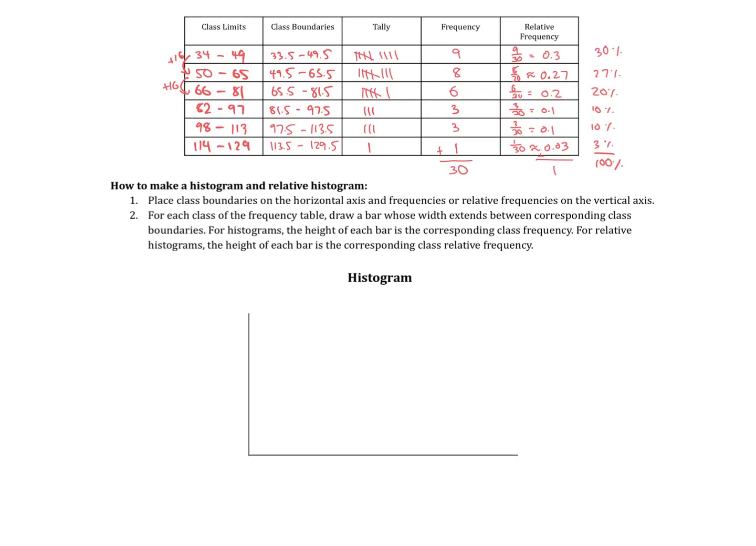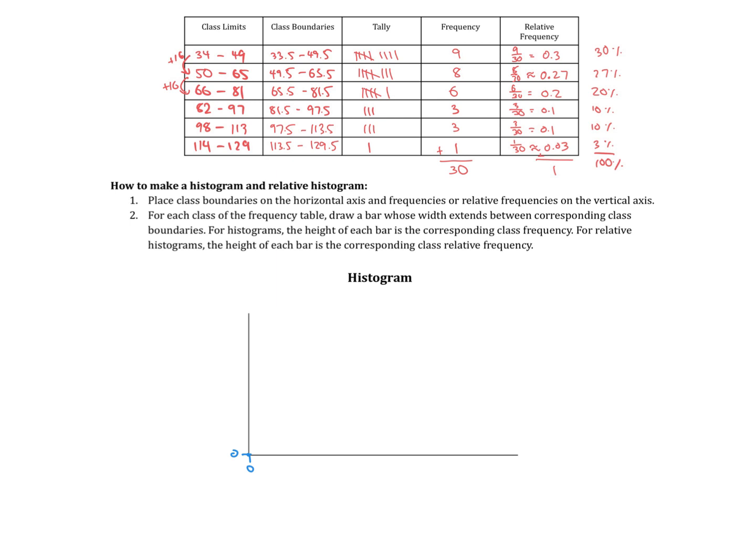Now we're going to use our frequency table to make a histogram. We're going to place our class boundaries on the horizontal axis and frequencies on the vertical axis, the y-axis. The origin is the point 0, 0, which is that corner right there. So that's 0 for x and 0 for y. And for our class boundaries, I want 6 evenly spaced classes.